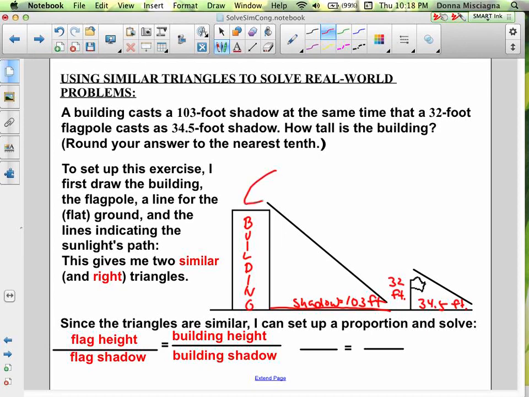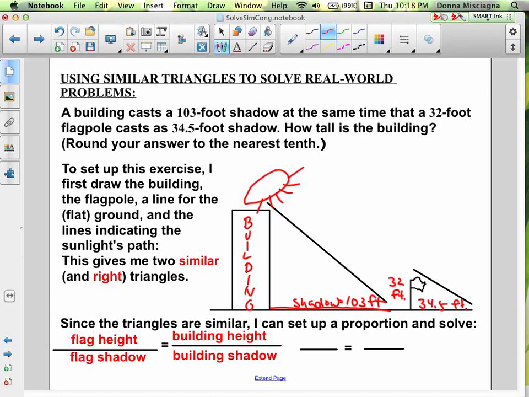So here's the sun in the sky, and then a nice sun. The lines indicate the sun's path. So two things that are relatively near one another. The sun's very large, so it's going to create a shadow at the same angle. The angle it hits the building is the same as the angle it hits the flag. The sun is very, very big.